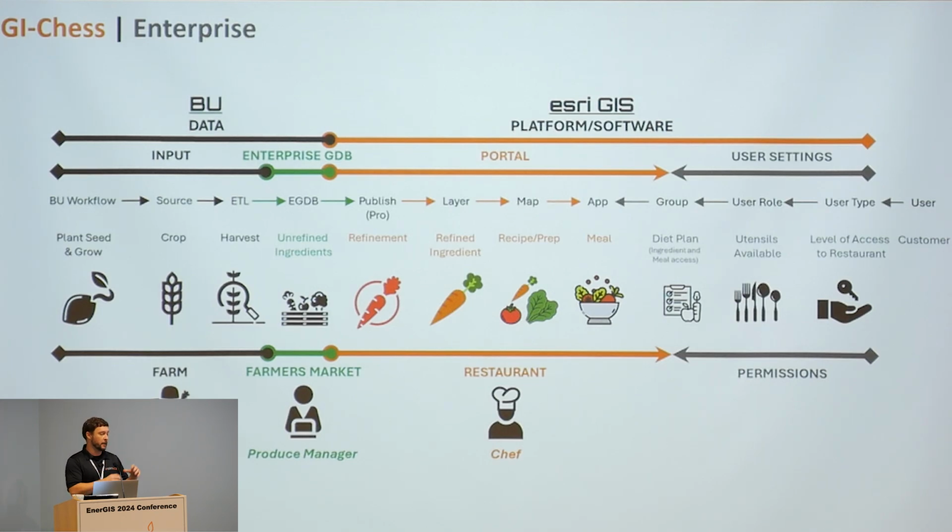The point being is you want to get that information, that data, just like a farmer wants to get their crops, into a usable format. And we do that using the ETL, so extract, transform, and load. That's the harvesting of that data to get it into that Enterprise Geodatabase. Now, you can see I have unrefined ingredients there for the Enterprise Geodatabase. And the reason I say that is when it's in that Enterprise Geodatabase, it stores it very well.